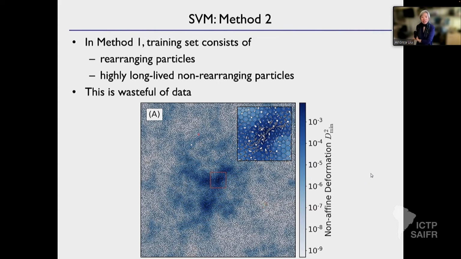So this is a picture of D squared min, and this is a system that's being sheared. And you see, oh, there was a little rearrangement here. You see the core of the rearrangement, but way beyond the core, you see this dark stuff, and it decays away. In fact, it decays away as a power law from the strain. It's an elastic dipole.